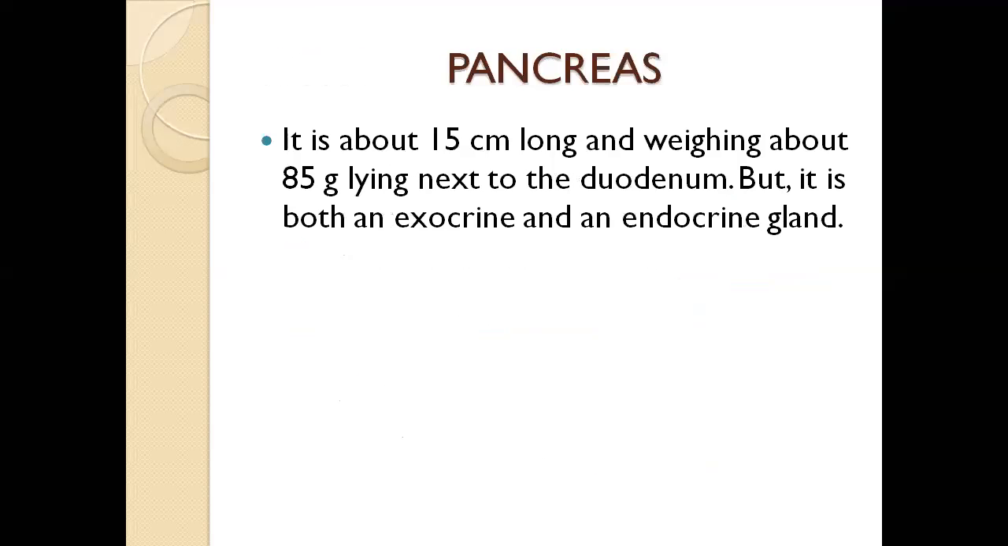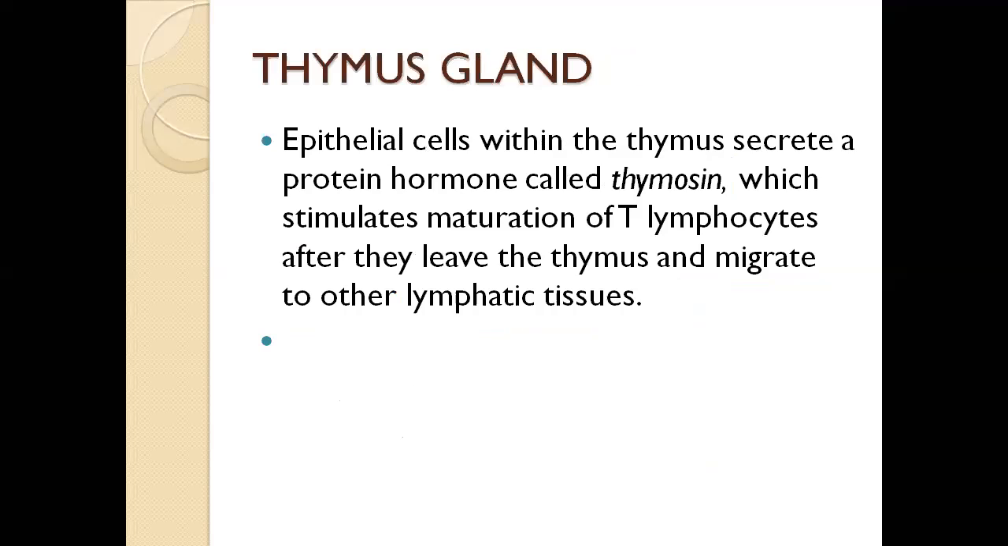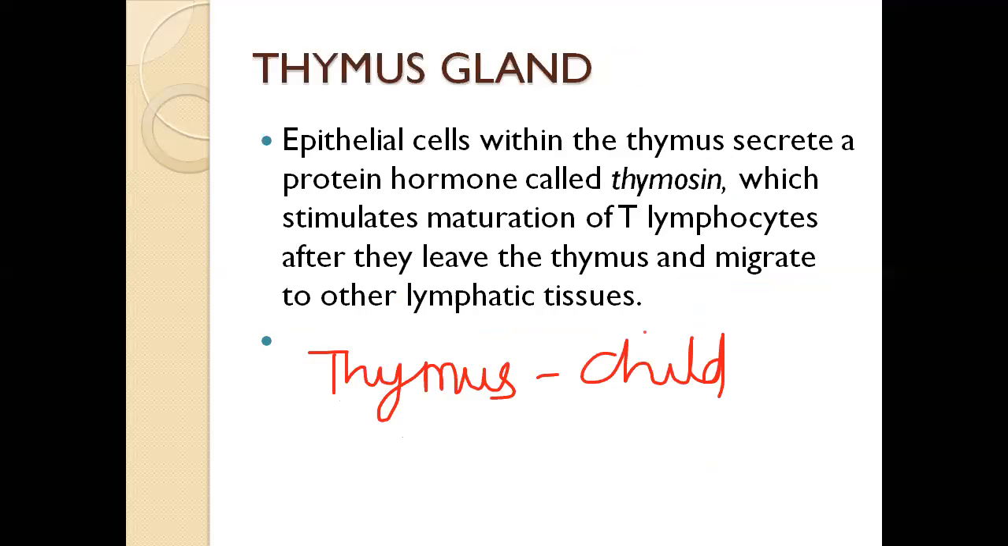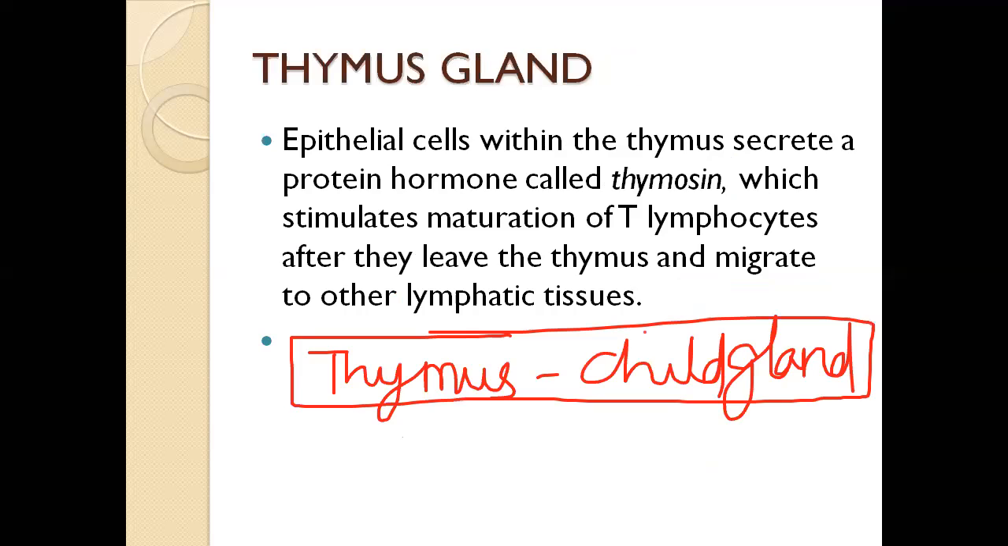So that's all about the thymus gland. What is to be remembered? The thymus gland is considered the child gland. Why is the thymus gland called the child gland? Because the size of the gland is going to be reduced as the age grows. So almost it degenerates. By the age of 25, you don't find the thymus gland. It is almost degenerated.